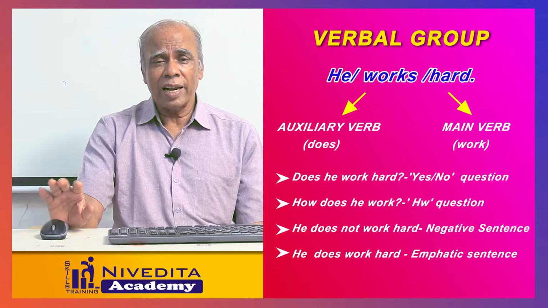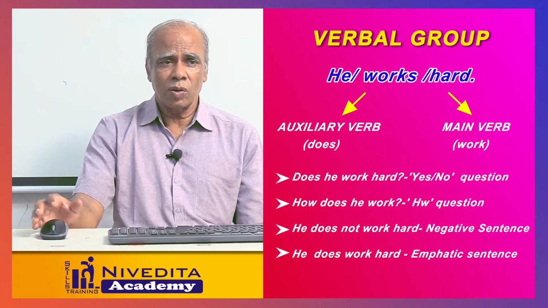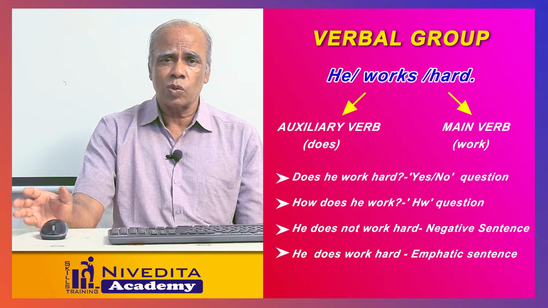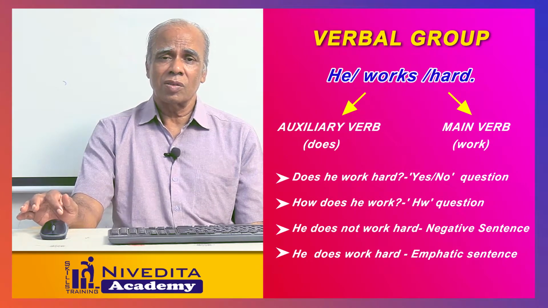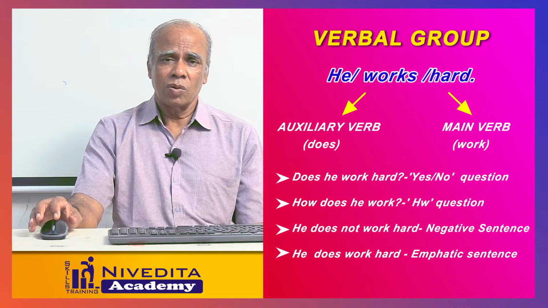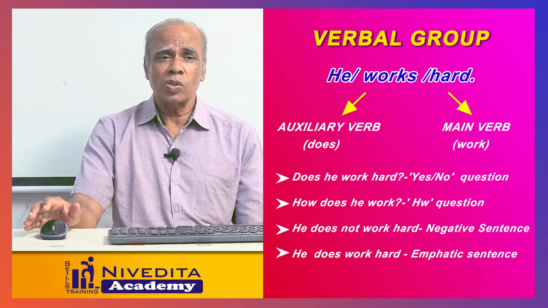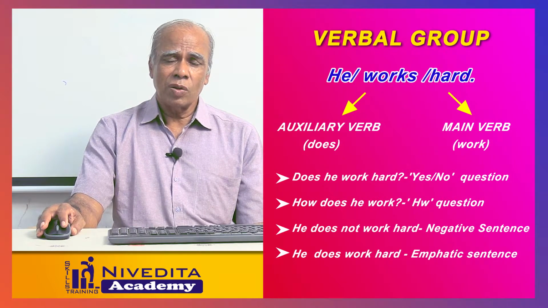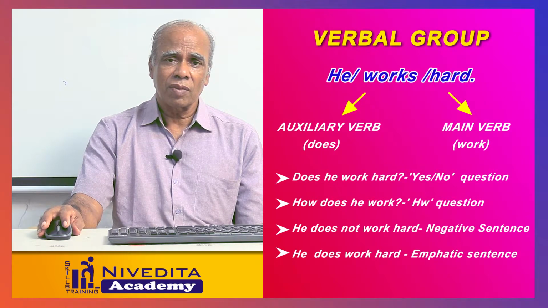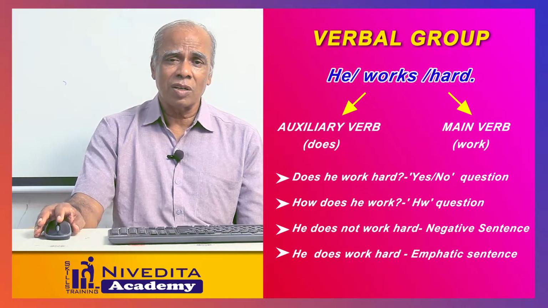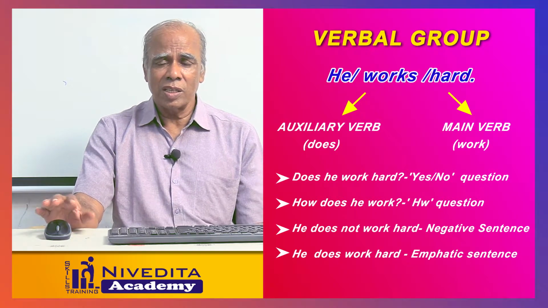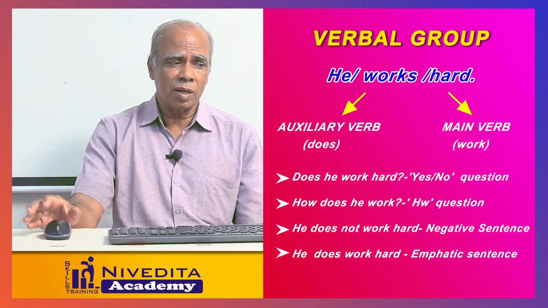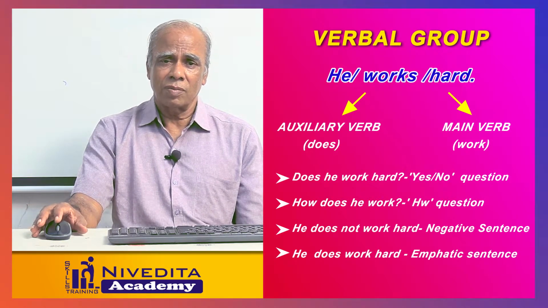But they are used in some other kinds of sentences. For example, you use do, does or did in yes-no type questions, WH questions, tag questions, negative sentences or emphatic sentences. Here you see, he works hard. When you change it into a yes-no type question, the auxiliary verb comes before the subject. So you say, does he work hard? When you change it into a WH question, it becomes, how does he work?